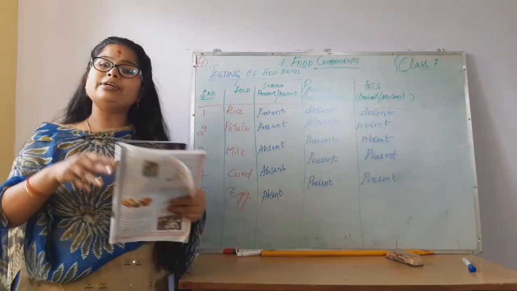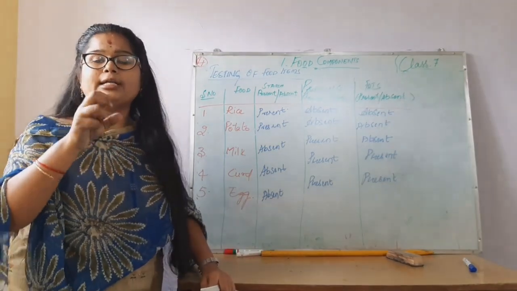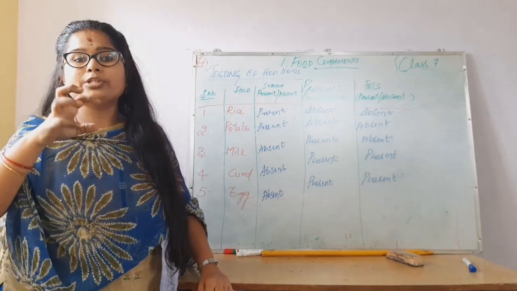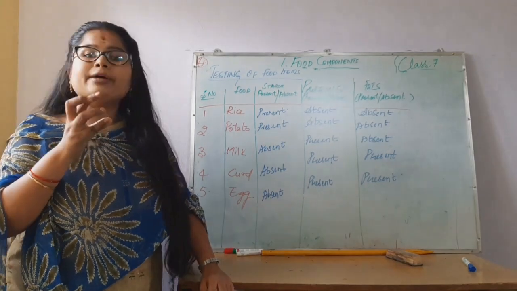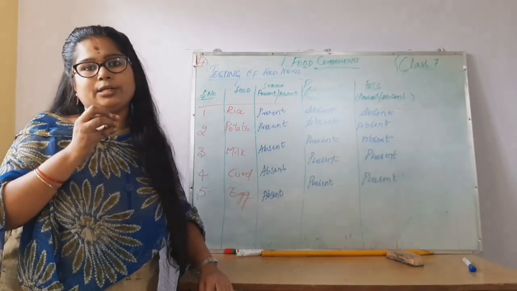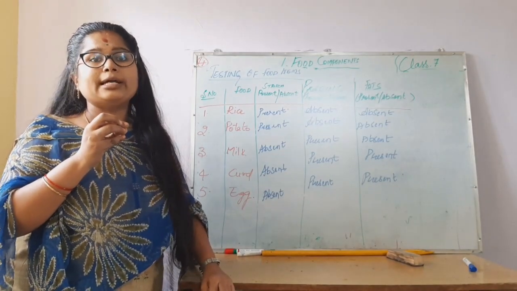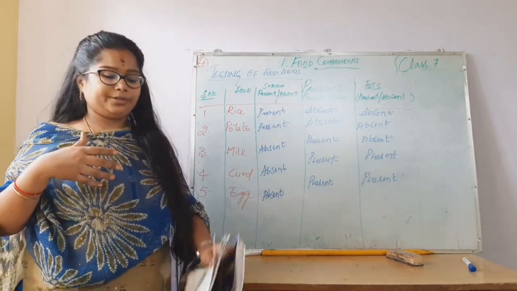And why can you say whether it is more or less? Because you will get a color change. If you add the solution, you will get a dark color. If you have less protein, you will get a lighter violet or purple color. If it is more, you are going to get a darker one.